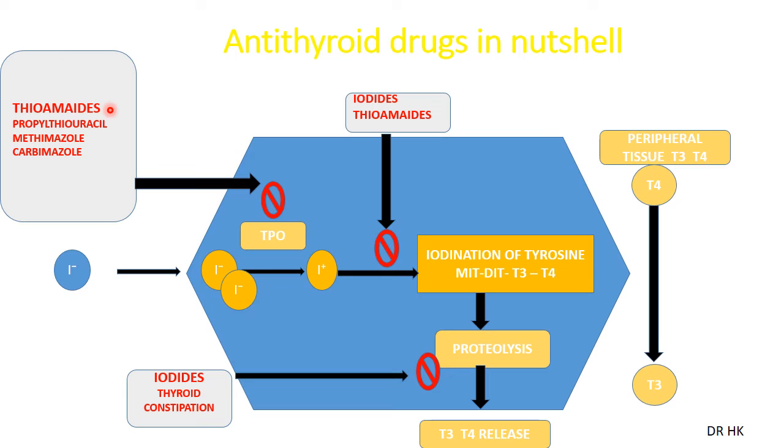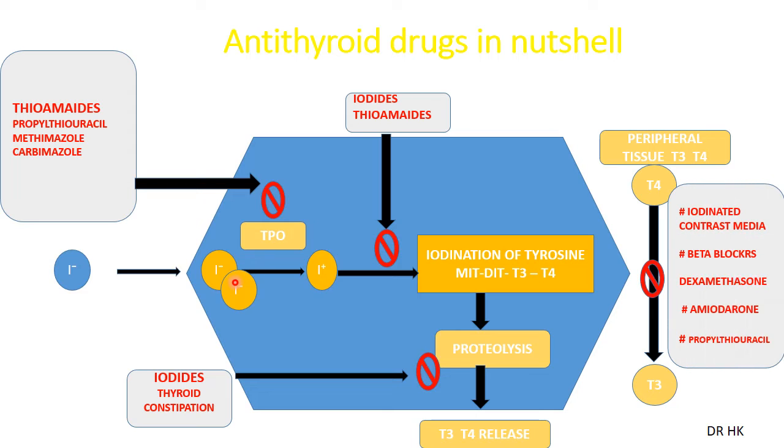Another thing is T3, T4 in peripheral circulation or peripheral tissue: T4 is converted to T3. T3, I must tell you, is more potent than T4, and it is responsible for the majority of the actions in the body which are because of thyroid hormones. And this conversion is inhibited by iodinated contrast media, beta blockers. Only propranolol can inhibit this. Dexamethasone is a corticosteroid which can inhibit this.